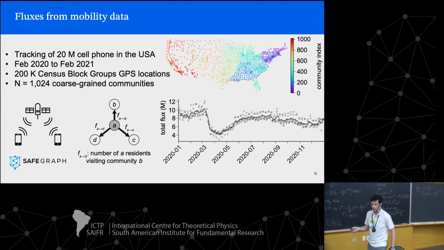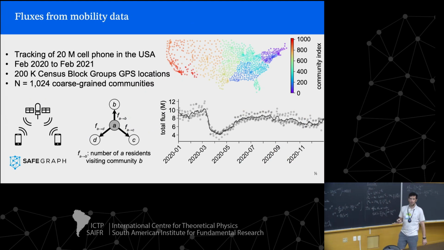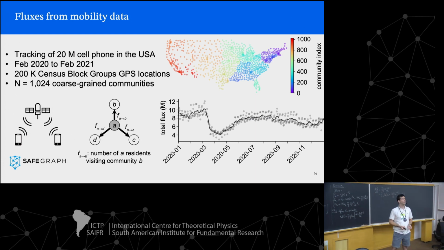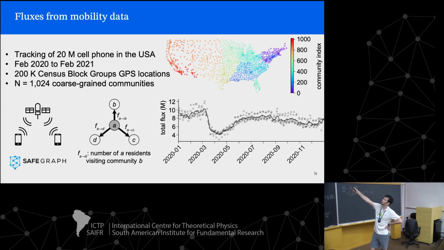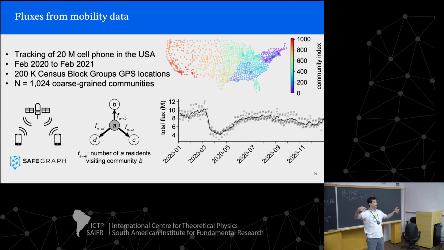Well, one way is to think, can we use some data that encodes human behavior, how they move? This is something I'm presenting that we did a couple of years ago, where we took mobility data. Mobility data means companies aggregate cell phone tracking data, and then they sell it to people. So we used that. This is a map of the United States where you have 1,000 coarse-grained communities that you could imagine as cities. They have about the same number of individuals in each of those.